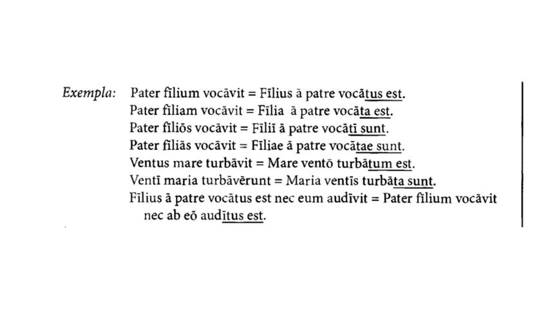To do these exercises, take a look at the examples they give you. What you're trying to do here is change an active sentence into a passive sentence. So in this example, you have pater filium vocavit. The father called the boy, or the son. The first thing to note is that pater is your subject, right? And then vocavit is your verb. And then filium is your direct object in the accusative case.